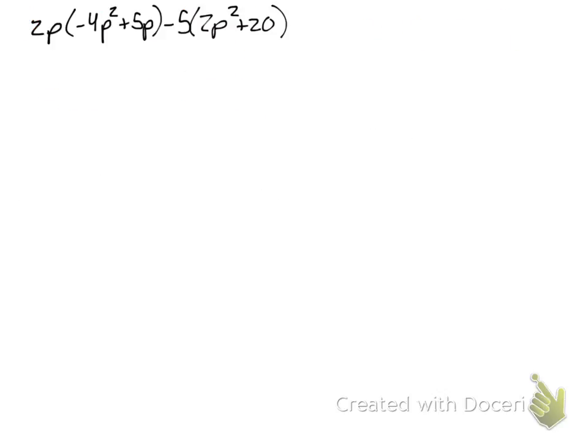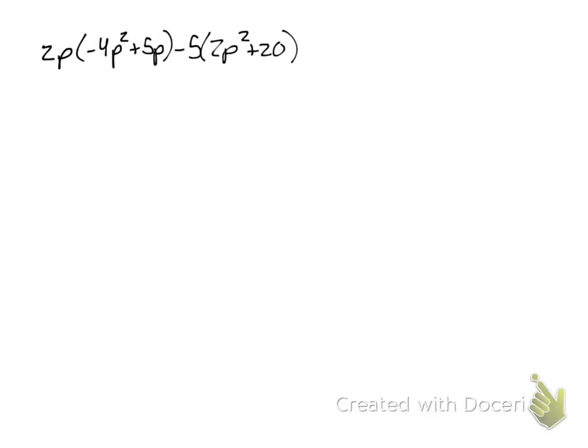This one, same thing, but now we have more than one group. So if you just follow the procedures for adding and subtracting polynomials from the last lesson, this is not going to be an issue. I just need to multiply, distribute, how many times? Twice, or two different groups, right? So the first time, I'm going to distribute 2p. 2p times a negative 4p squared is negative 8p cubed.